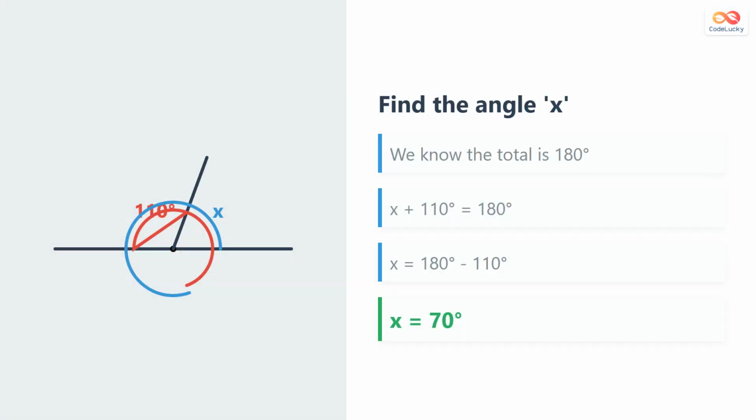Let's try a calculation. Here we have a straight line with two angles. One is 110 degrees, and the other is x. Since they make a straight line, they must sum to 180. We simply subtract 110 from 180, which gives us a value of 70 degrees for x.